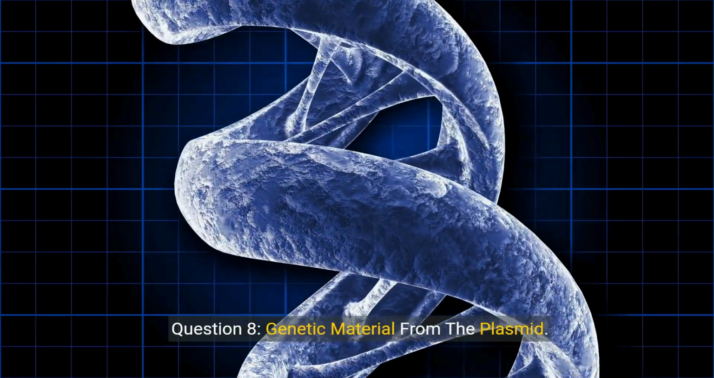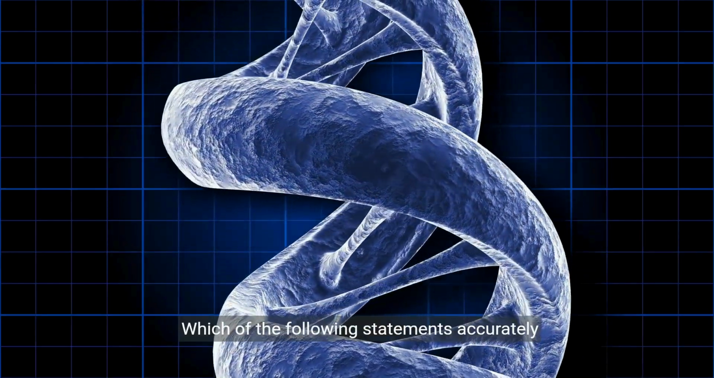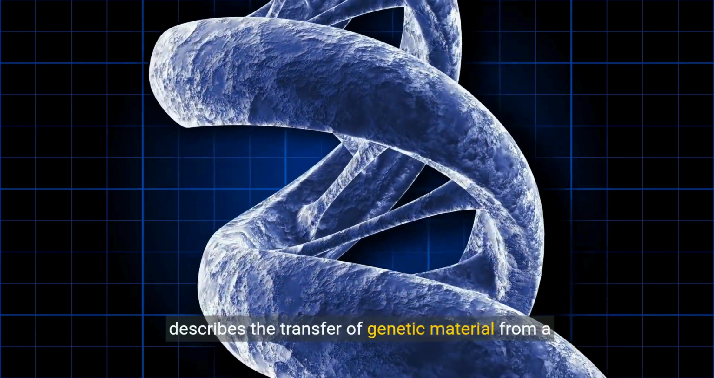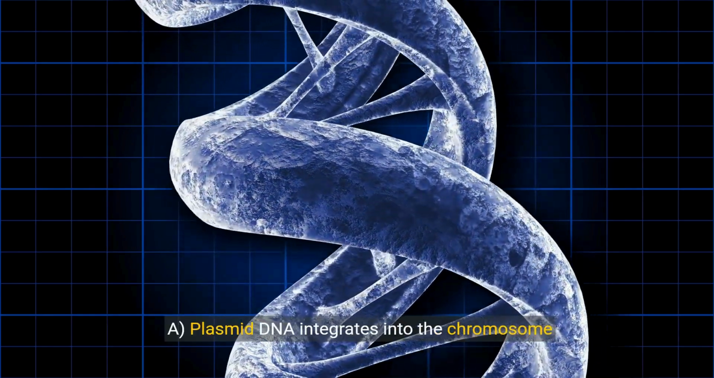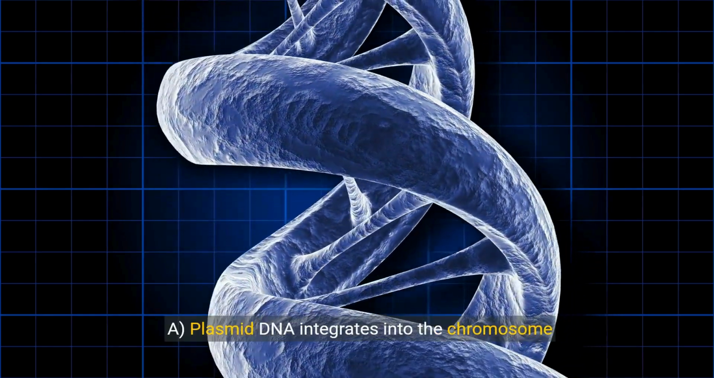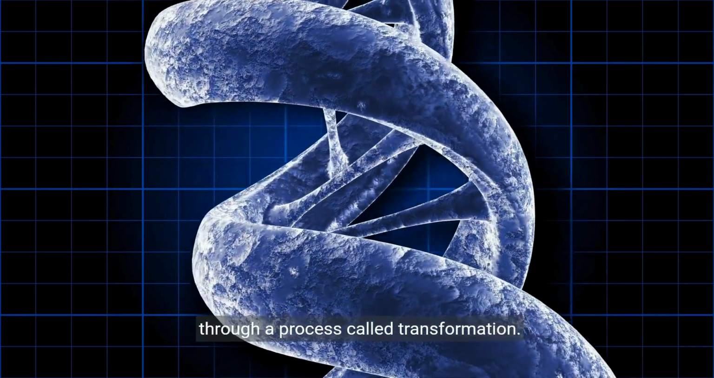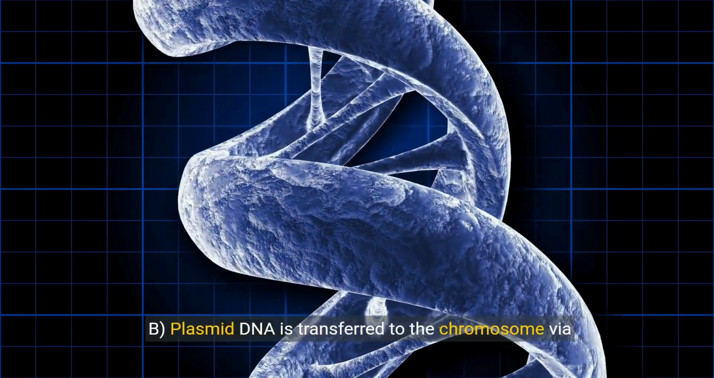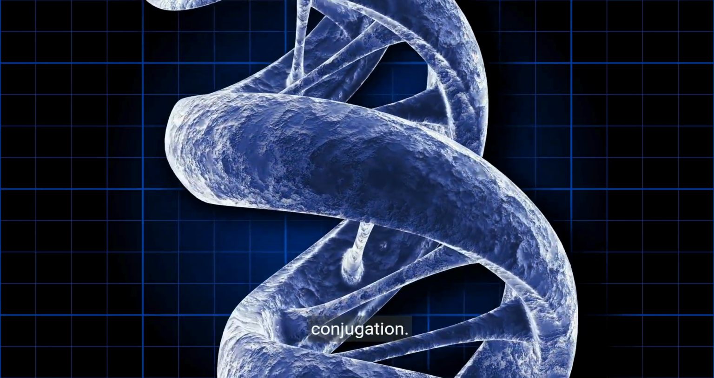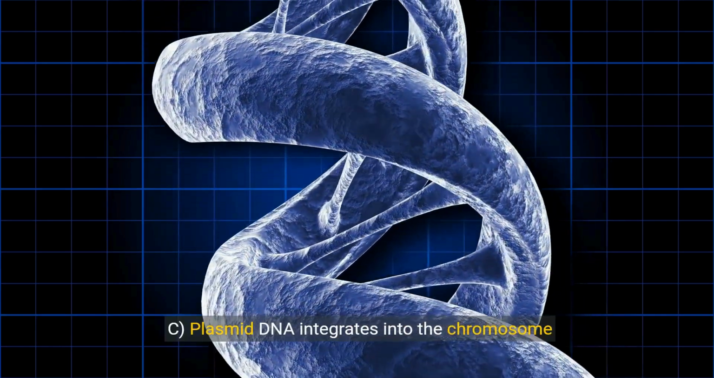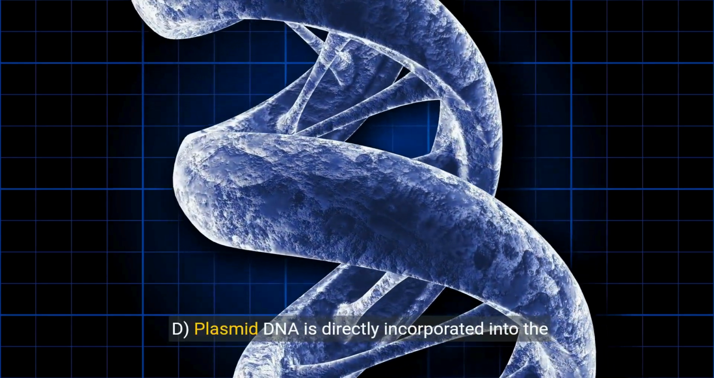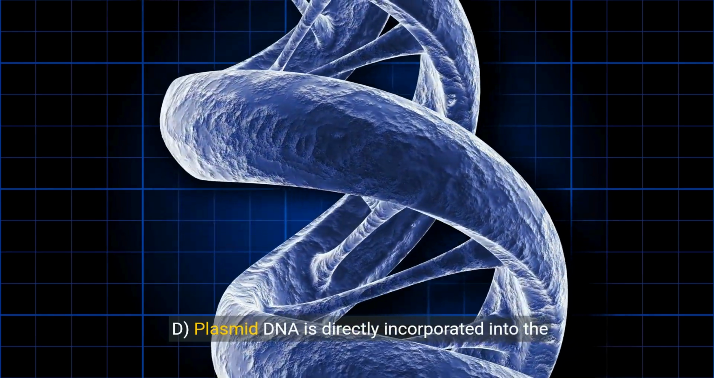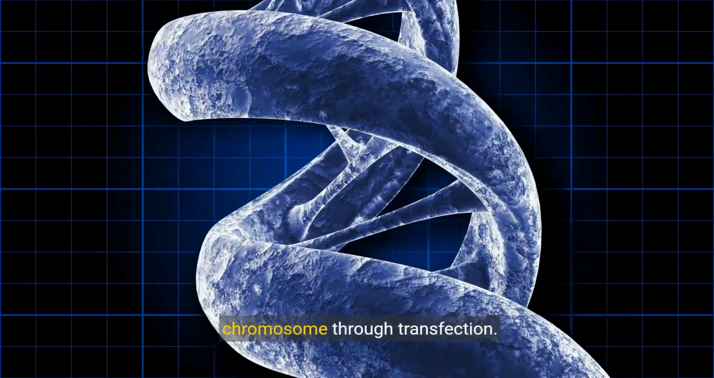Question 8. Genetic material from the plasmid. Which of the following statements accurately describes the transfer of genetic material from a plasmid to the chromosome? A. Plasmid DNA integrates into the chromosome through a process called transformation. B. Plasmid DNA is transferred to the chromosome via conjugation. C. Plasmid DNA integrates into the chromosome through transduction. D. Plasmid DNA is directly incorporated into the chromosome through transfection.